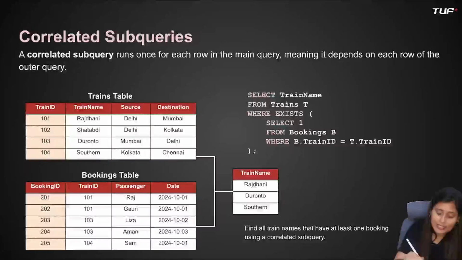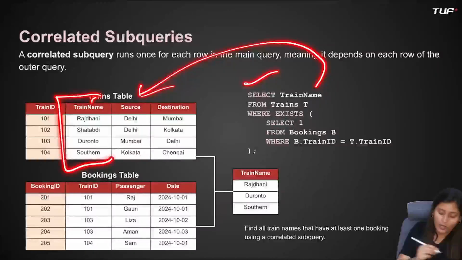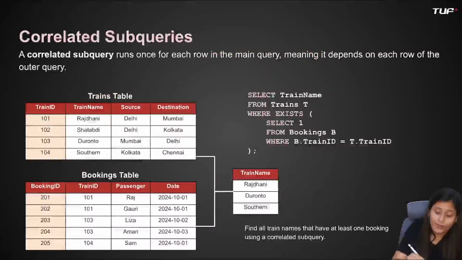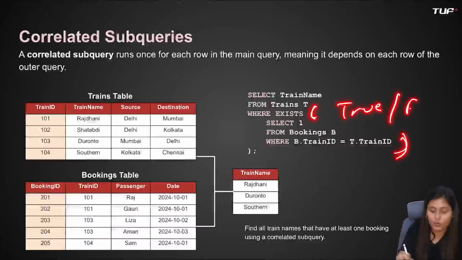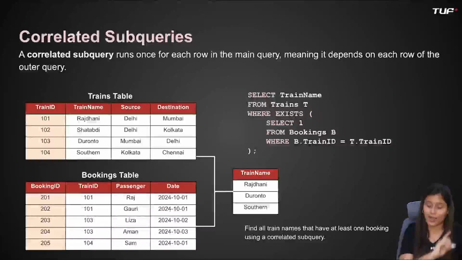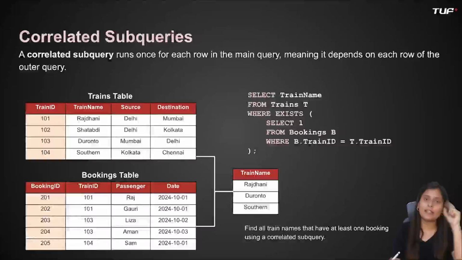Let's see how. We are selecting train name from the trains table, where exists. EXISTS only matches true or false, right? So inside the EXISTS, it will say true or false. It only matches Boolean values, as we learned in our last lecture. So we select 1 from bookings B, where bookings.train ID is equal to trains.train ID. Select 1 means: is there at least one match for this train ID or not? If there is, it will give true, or else false.